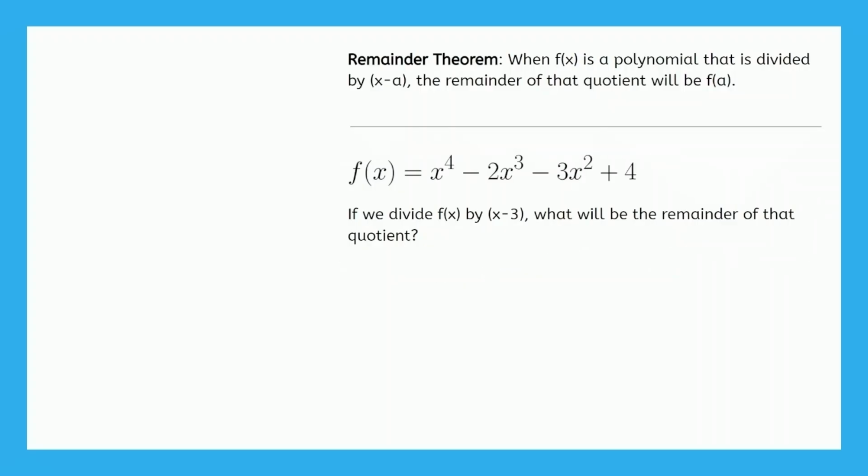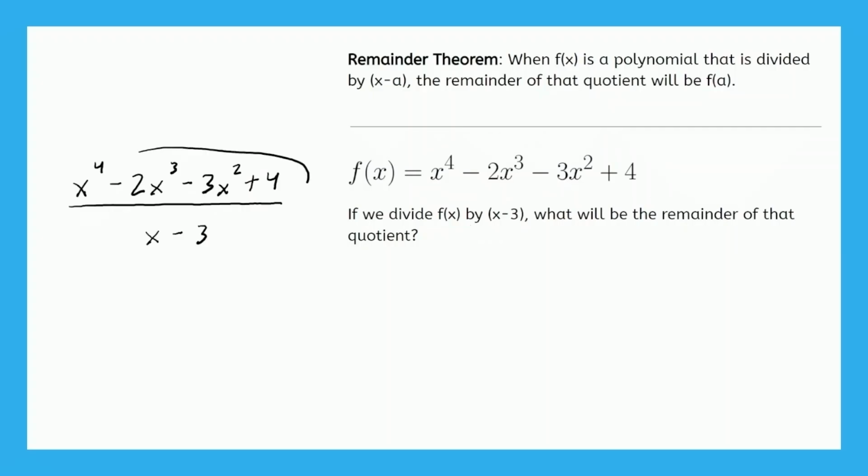So in this example, we have f of x is equal to x to the fourth minus 2x cubed minus 3x squared plus 4. And we need to divide f of x by x minus 3. In other words, f of x divided by x minus 3. Now we could do this problem with long division. We could say this entire polynomial is the dividend and x minus 3 is the divisor, and do that really long process of long division that we've practiced in previous videos.